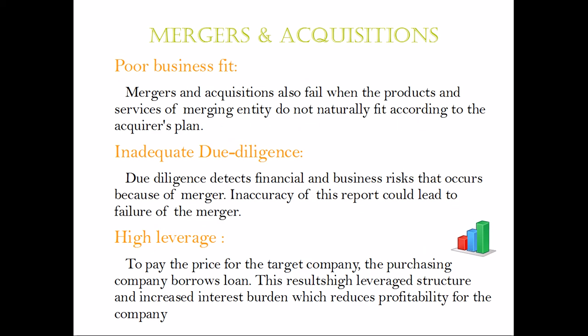Next one is poor business fit. So mergers and acquisitions also fail when the products and services of the merging entity do not naturally fit according to the acquirer's plan. So in the types of merger, we have seen that the purchasing company who wants to take advantage of the products being sold by the target company will do so because their products are in sync, or they manufacture similar products, or they manufacture products whose finished product is the same, and so on and so forth.